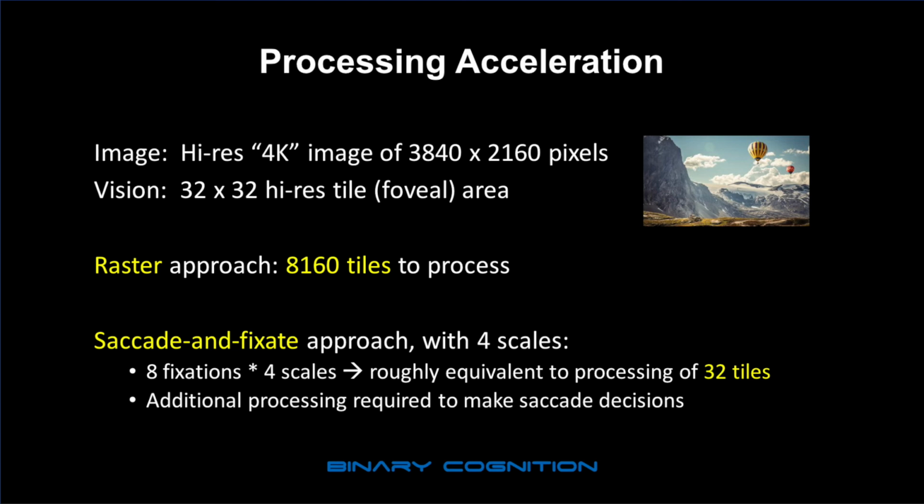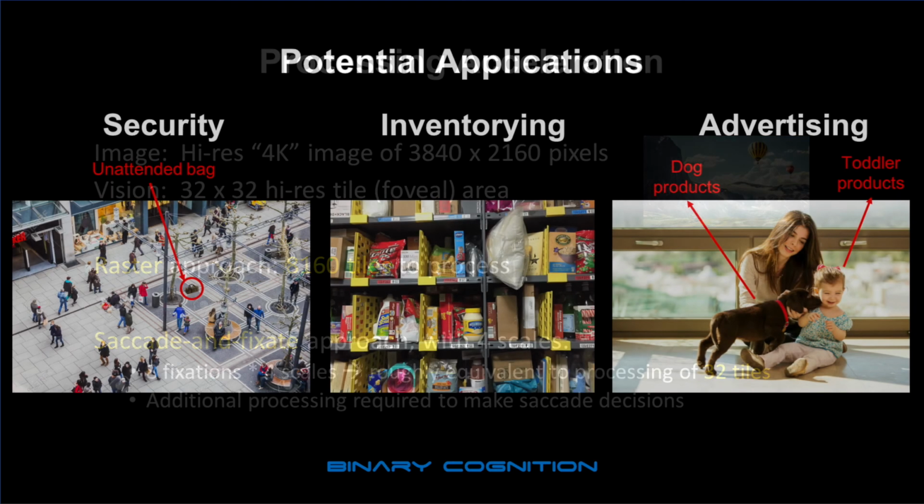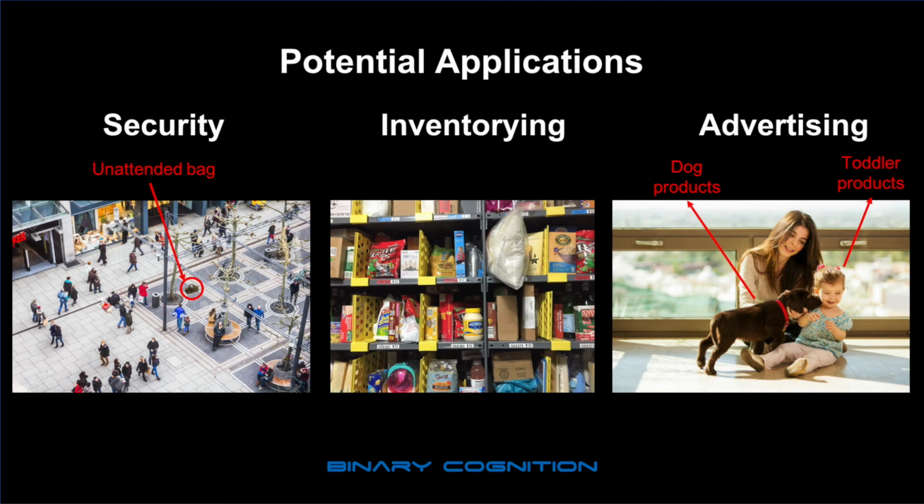Although the saccade and fixate model requires some additional processing for the recurrently connected layers and for the portion of the model trained by reinforcement learning, this additional processing is dwarfed by the needs of the rastering model. Thanks to this huge reduction in processing requirements, the saccade and fixate model can reduce AI energy and hardware requirements and allow processing to be shifted from the cloud to the edge, accommodating increased application to novel or traditional computer vision tasks such as security, inventorying, or targeted advertising.